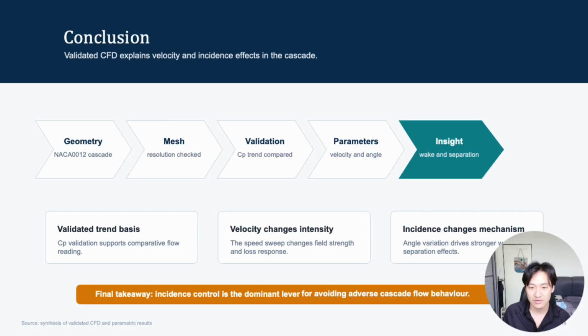In the cascade study, changing inlet velocity mainly affects the intensity of the flow and the normalized loss response. Changing incidence had a stronger effect on leading edge alignment, wake development, and pressure loss behavior. No sustained separation or recirculation region was detected under the combined criteria, but wake and wall effects still contributed to loss. Overall, the study shows that a validated CFD workflow can support the preliminary mechanical blade passage assessment and engineering judgment beyond numerical matching.